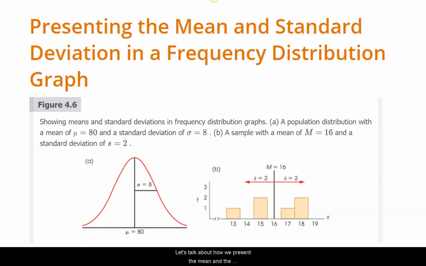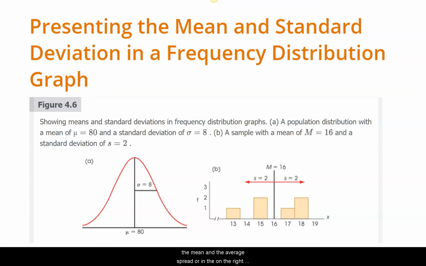Let's talk about how we present the mean and the standard deviation in a frequency distribution graph. I can present it graphically here. As you can see on the left, I may have some hypothetical mean that's 80 with a standard deviation of 8. And it's represented graphically where I can see the mean and the average spread.